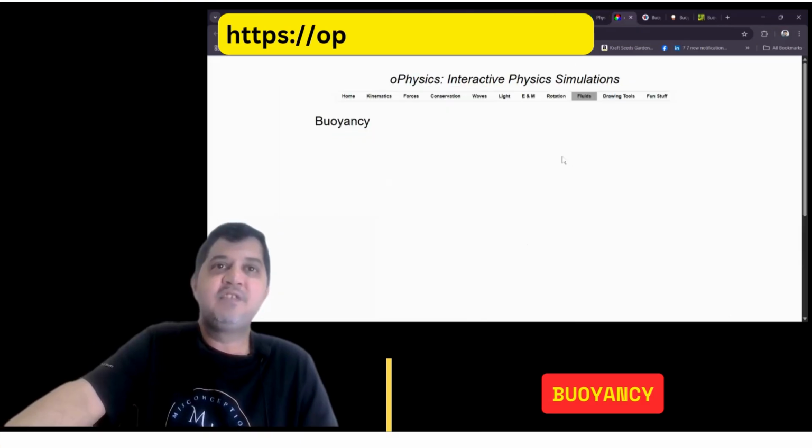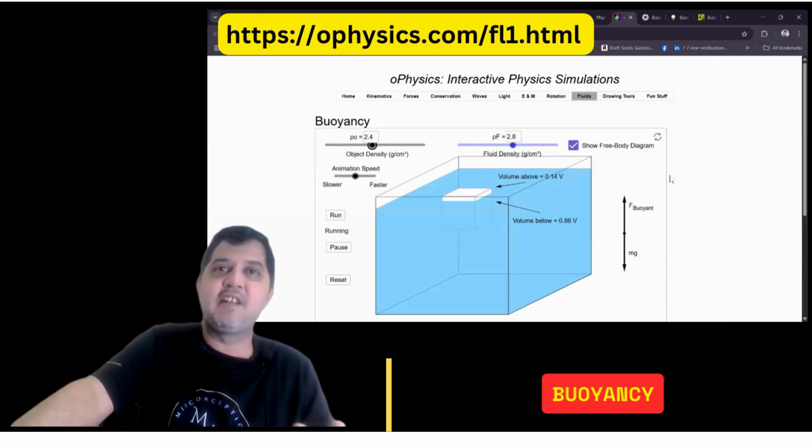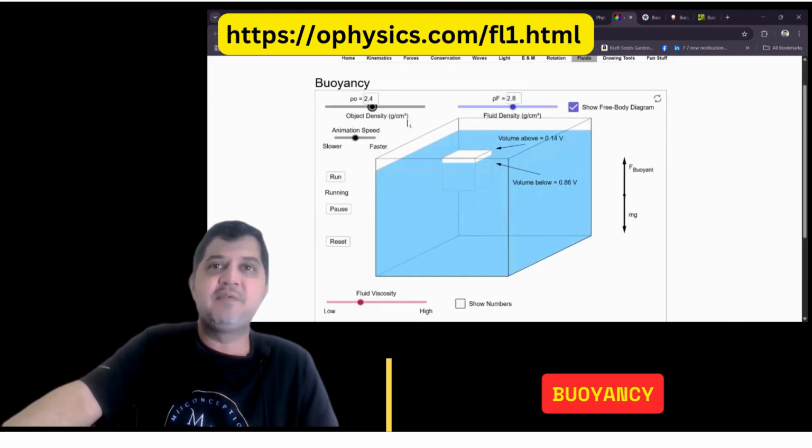Next, buoyancy. We have discussed all the three forces. The last one is the buoyancy force, which they have included in IB. Now you see the density of the object is given, the density of the fluid is given here. Free body diagram can be shown over here. Volume above the fluid, volume below the fluid of the object, animation speed, everything can be controlled. Now when I click run over here, nothing is running. Why? Because I already fixed the values, nothing should run. The buoyancy force and the weight are equal in nature here.